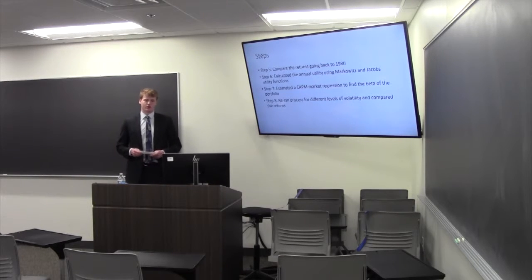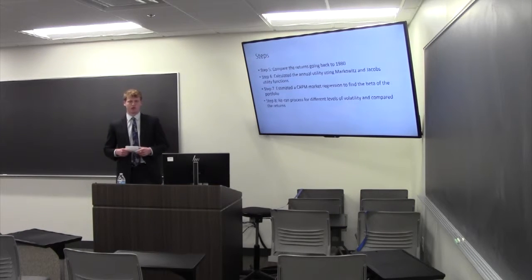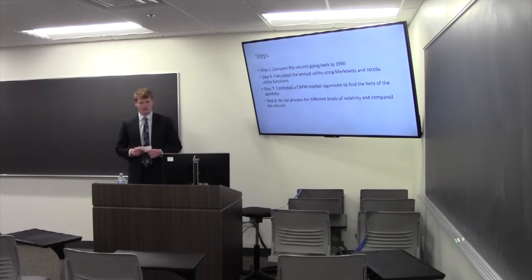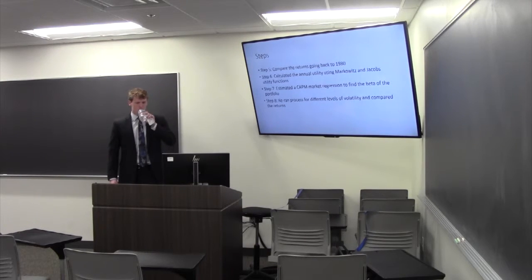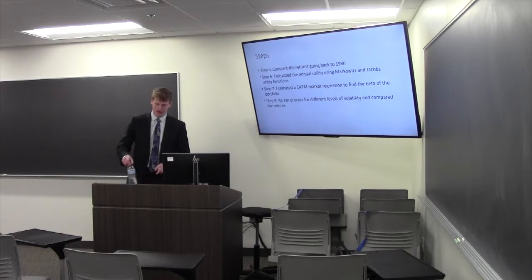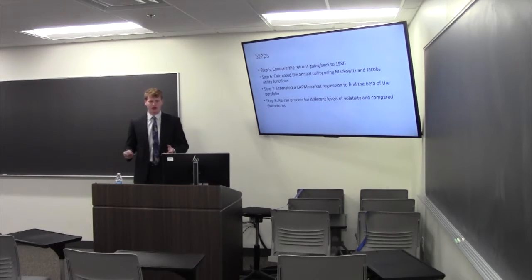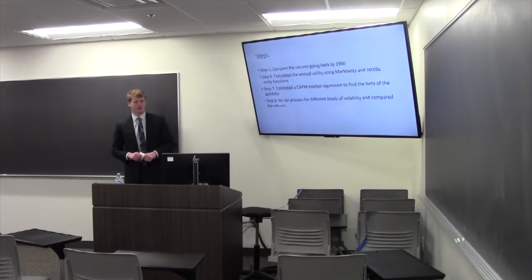Step five, I compared the returns dating back to 1980, just because that's the furthest back I could get reliable data for all of my variables. Step six, I calculated the annual utility using the Markowitz and Jacobs utility functions that I'll get into later. Step seven, I estimated a CAPM market regression to find the beta of the portfolio. So again, the beta is just how it moves relative to the S&P. And then step eight, I reran the process for different levels of volatility just to see how different market conditions would affect the portfolio.